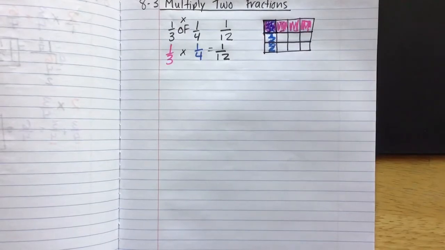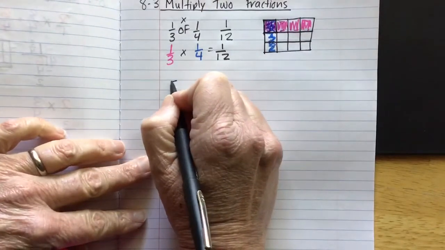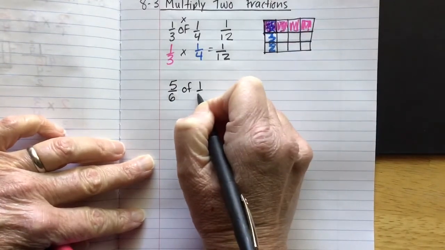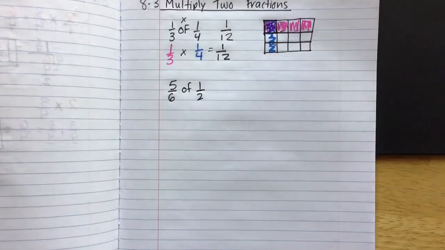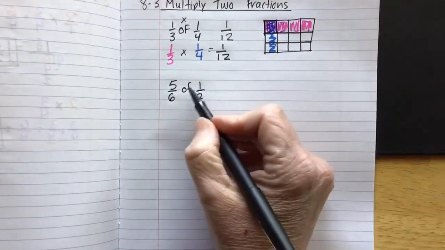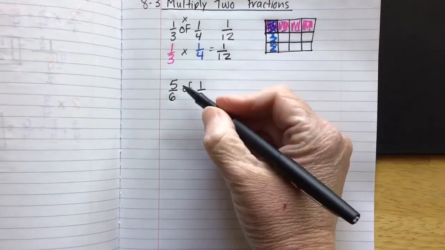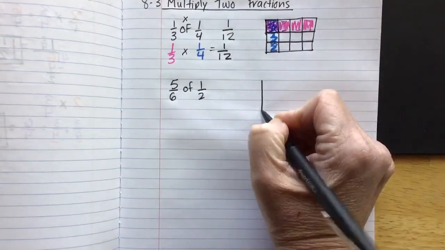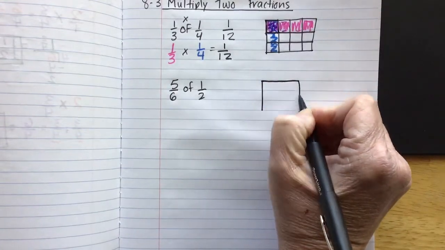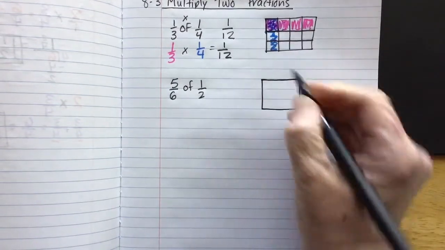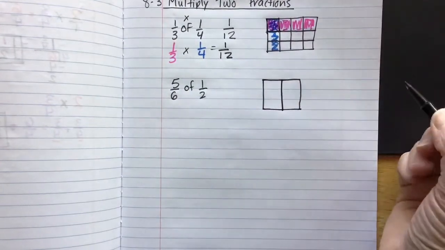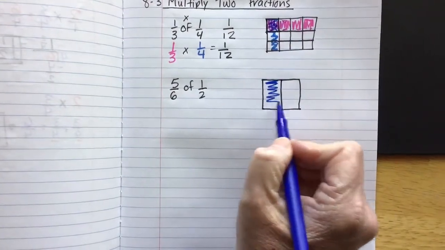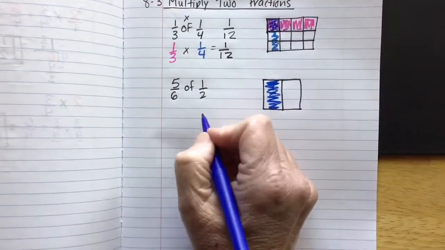So let's look at it with a different set of fractions. Let's do another one. This time we'll find 5/6 of 1/2. All right, so this time we have to think about it. So we're going to take our second fraction here. We're finding 5/6 of the 1/2. So the first thing we start with is that 1/2. There we go, 1/2. Gonna color it in right here.